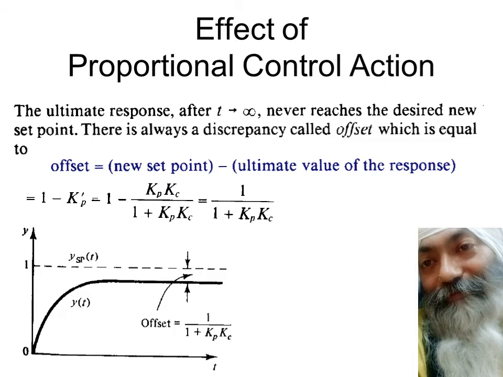So as you see, the final value was supposed to be 1, the step change, but the ultimate value happens to be something lesser than that. The difference between the final value and the desired value, as you can see, is given by 1 upon 1 plus Kp Kc, same as given over here. Ultimately you want to make the offset 0. The only thing is you have to make Kc equal to infinity. So the offset will be 0 only when Kc is equal to infinity, which is practically not possible. This is what we have been telling you again and again.